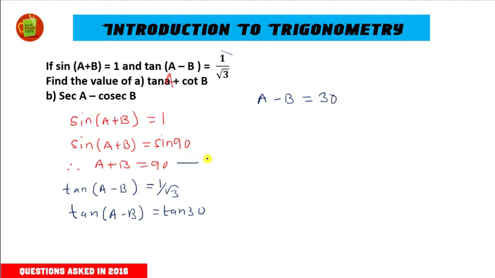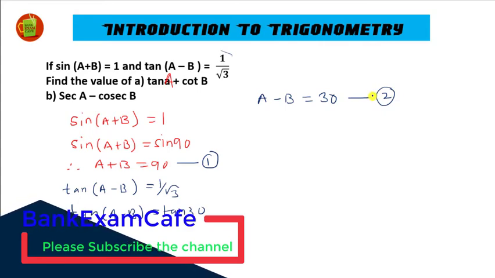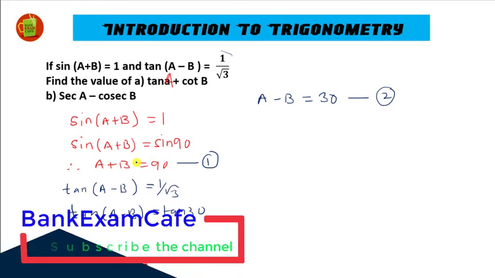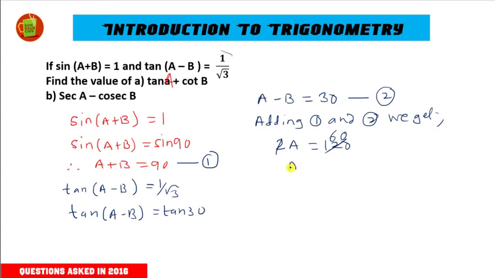Let this be equation number 1 and this equation number 2. Now we will solve these two equations simultaneously to get the values of A and B. If you add equation 1 and 2, this B and B will get cancelled and you can find the value of A. So adding 1 and 2, B and B cancel, and A plus A will be 2A, which is equal to 90 plus 30, that will be 120. So 2 1s are 2, 2 6s are 12, 2 zeros are 0, and therefore A is equal to 60 degrees. This is the important step, highlight it, that you got angle A, that is 60 degrees.